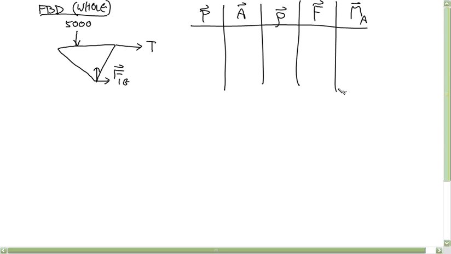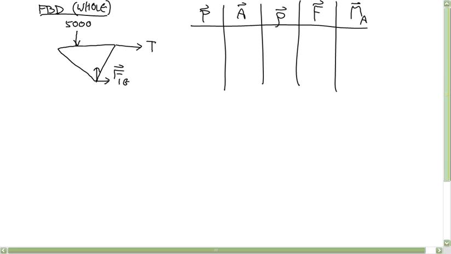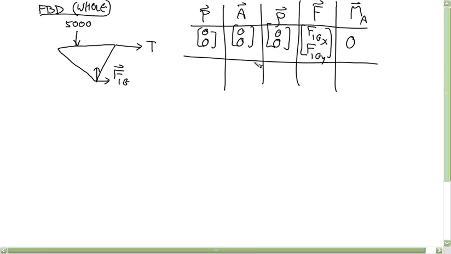Okay, let's put the coordinate system at the pin. I think that seems to make it the easiest. And let's choose the about point at the pin for this too. So this force at the pin is at the origin. The about point is the origin. So rho is 0. F1gx, F1gy, and 0 moment.